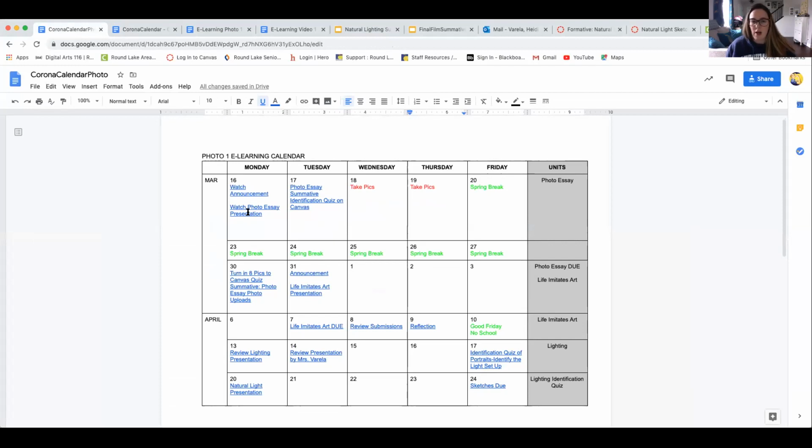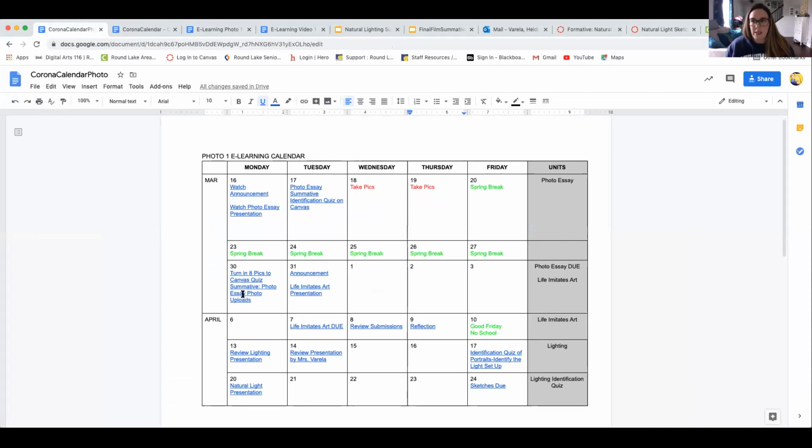YouTubing myself and sharing with you the kinds of pictures you need to take within the photo essay. Then identifying the kinds of shots, like another artist taking those pictures, and then identifying a quiz here. Then we had spring break. Then you guys had to upload your 8 photos as well as your sketches.